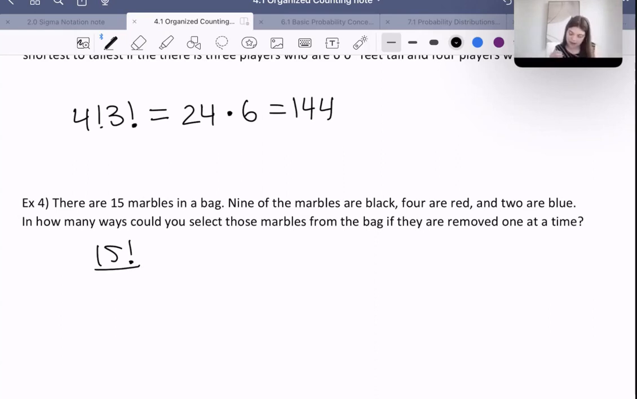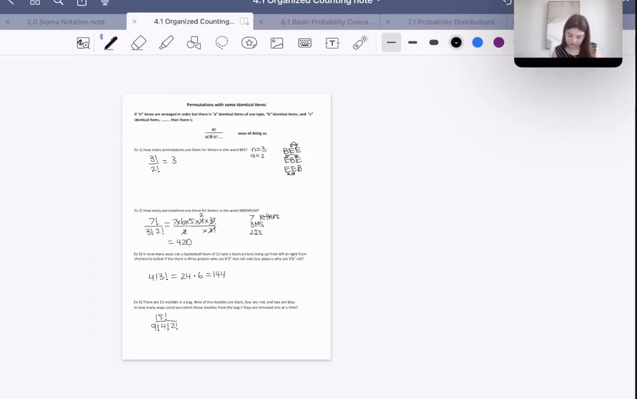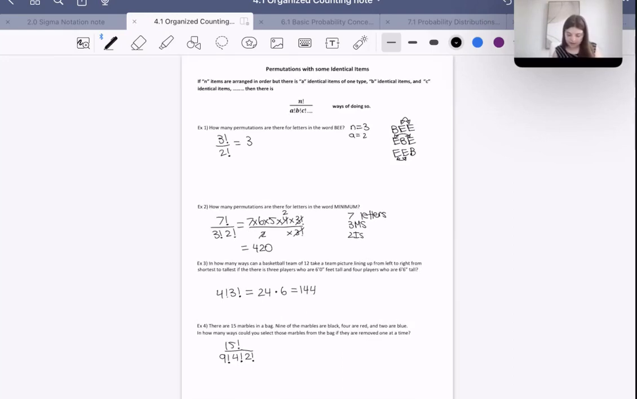However, we have some repeats here. We have 9 are black, so this would be over 9 factorial. 4 are red, so 4 factorial. And 2 are blue, so 2 factorial, like that. And then there we have it, and that's the answer. This one, it's going to be an extremely high number, and so I'm actually not going to continue to solve. I'm just going to call this good and say this would be our answer for this one. Very good.